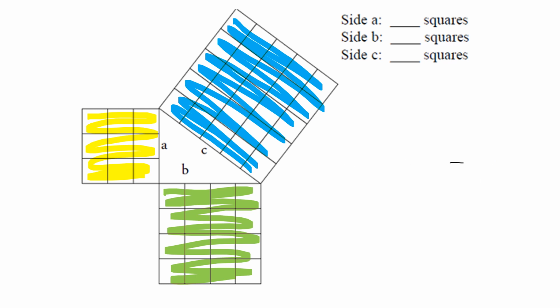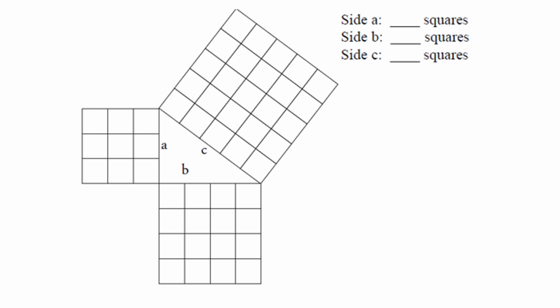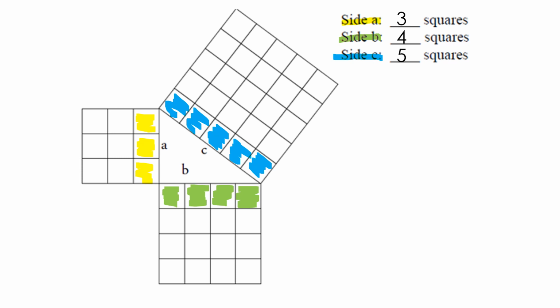Before we can do any math, we have to first figure out the side lengths of our triangle. So side A has 1, 2, 3. So side A has 3 squares. Side B has 1, 2, 3, 4 squares. And side C has 1, 2, 3, 4, 5 squares.